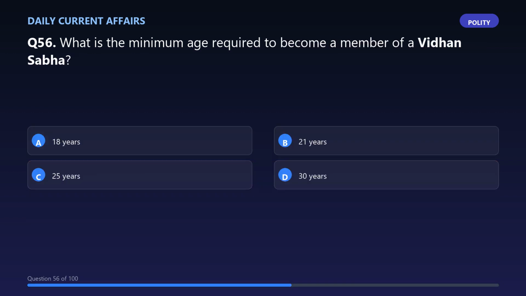Question 56. What is the minimum age required to become a member of a Vidhan Sabha?